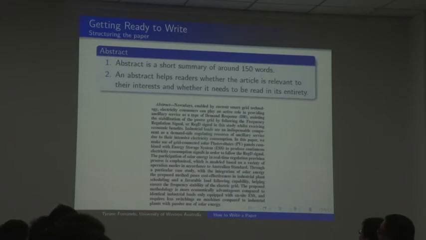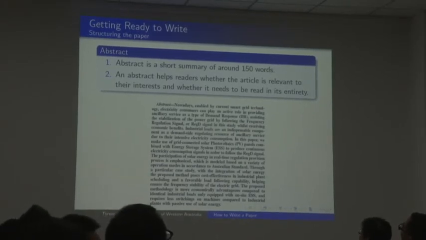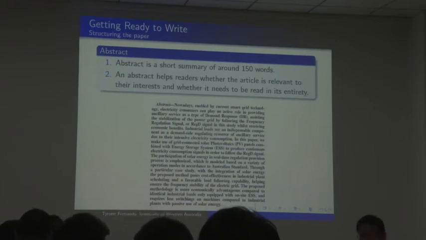It says, nowadays, enabled by the current smart grid technology, electricity consumers can play an active role in providing ancillary services as a type of demand response, assisting the stabilization of the power grid by following the frequency regulation signal, or REGD signal in the study, whilst receiving economic benefits. So that's what I was trying to explain to you before. Like customers, how they can provide these ancillary services to receive benefits.